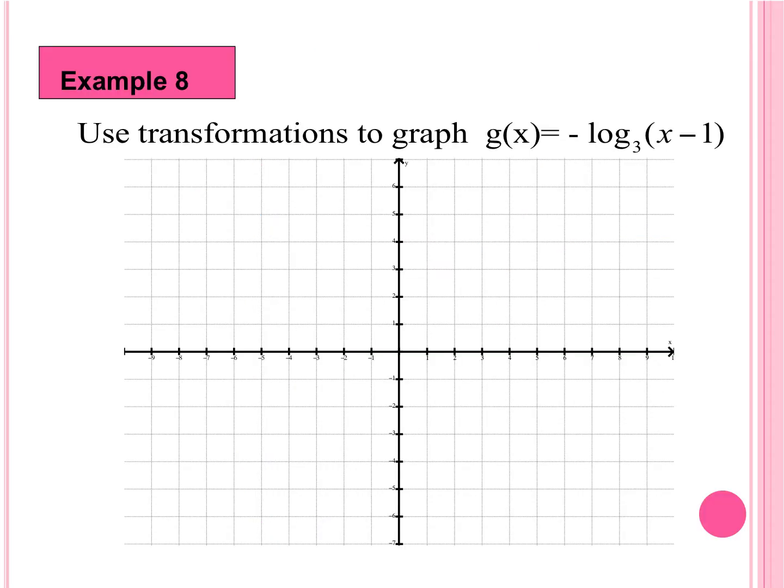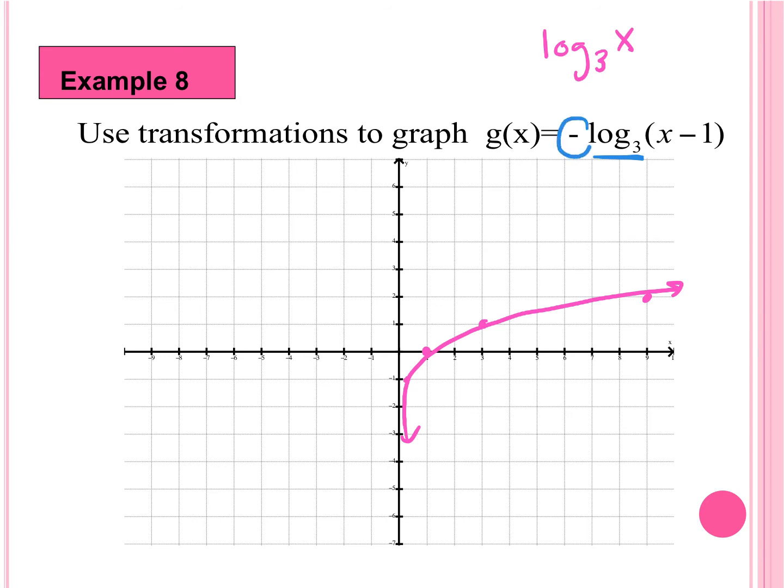Alright, so looking at example 8. I have log base 3. So I know this is going to be derived from the same graph that I had on that last page, the pink one, which had points at (1/3, -1), (1, 0), (3, 1), and (9, 2). So I just copied this graph from the last page. My base graph is log base 3 of x. From here, I'm just going to apply my transformations to it.